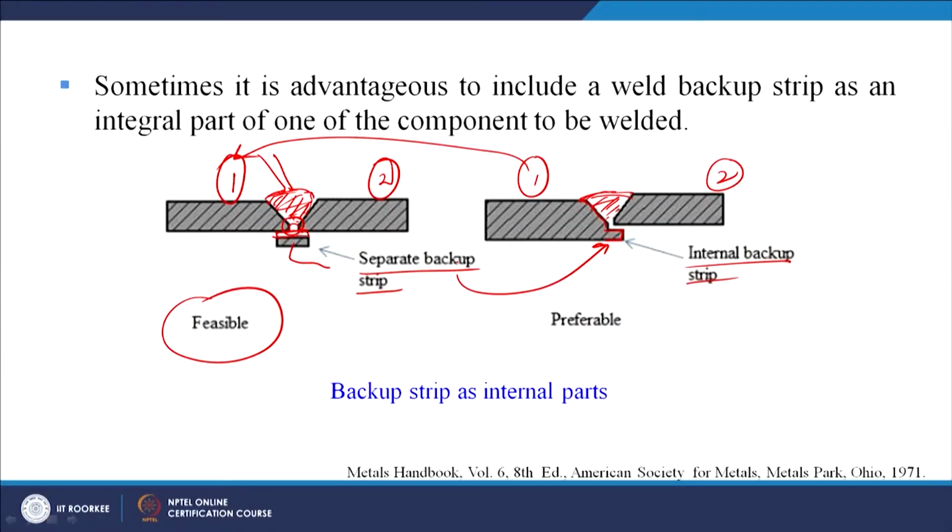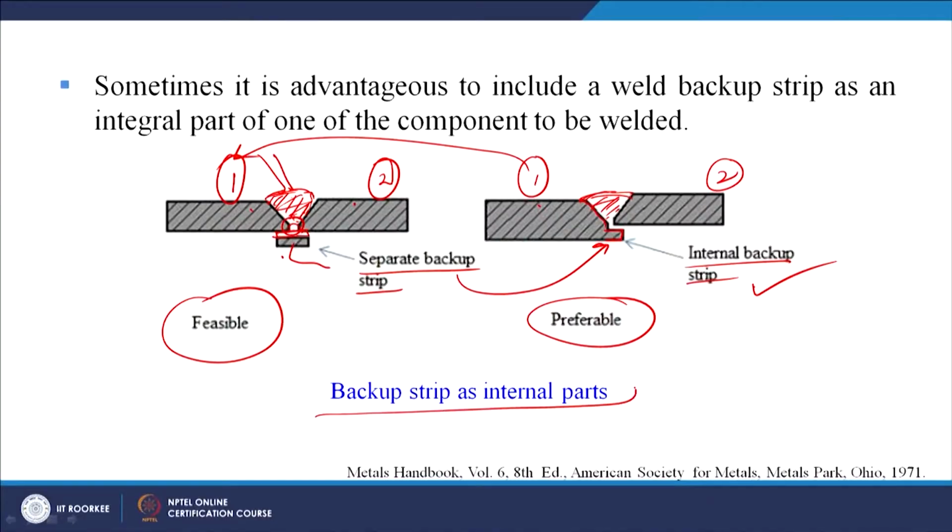So we can do the modifications maybe judiciously in order to make a good welded joint. This is also feasible. In many places we will use a separate backup strip, but what is preferable is the internal backup strip, because with a separate strip we have 3 parts to control, here only 2 parts are there, and the integral strip is a part of one of the pieces to be joined together. So backup strip as an internal part, this is a major guideline that we must keep in mind.